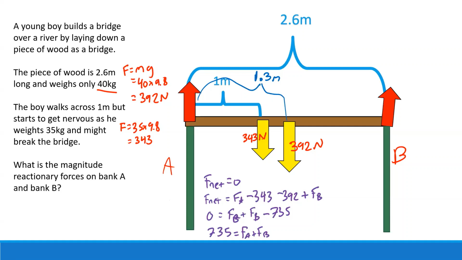A is going to have to push up more because there are more forces pushing down on the A side, so A is going to have a greater force. So even though it's 735 newtons across A and B, A is going to be more of that 735 than B. We're going to have to do some torque calculations to work out how much less B is compared to A. Now, if you said it was the same, then that would be great, because then all we need to do is divide this by 2. But I can tell you straight away that it's not the same.